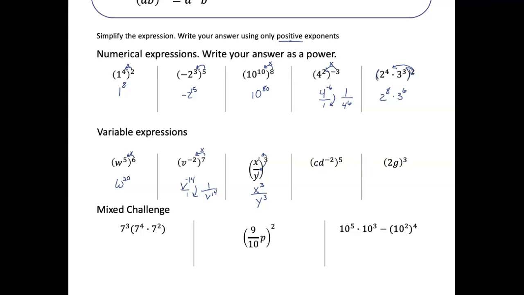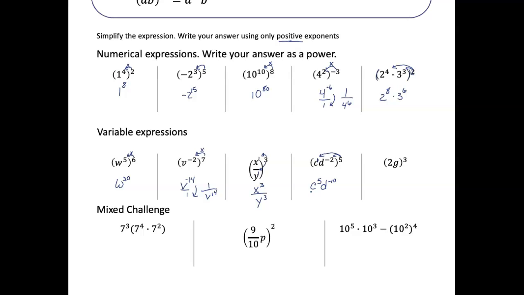Okay, our next one up. (cd^-2)^5. That c does not have an exponent, so I'm going to go ahead and give it that 1 so I don't forget it. And then I'm going to distribute. Keep the base. c, 1 times 5 is 5. d, keep the base. Negative 2 times 5, negative 10.